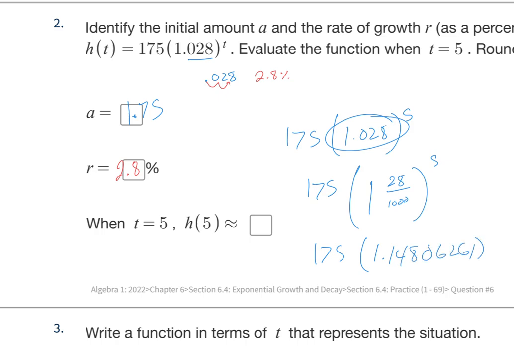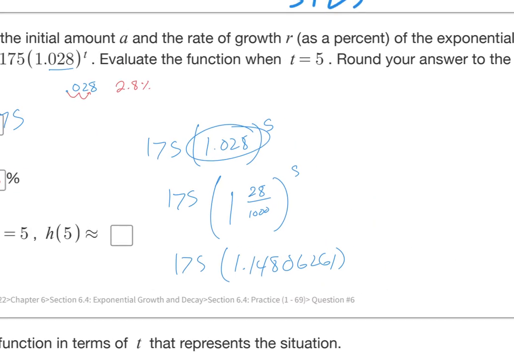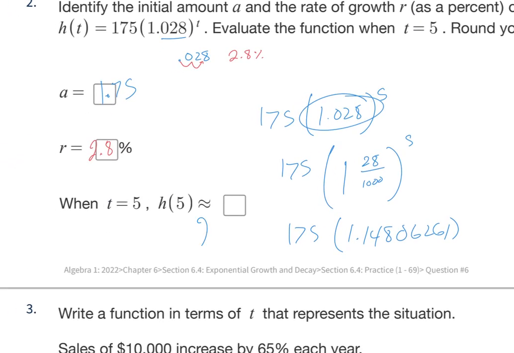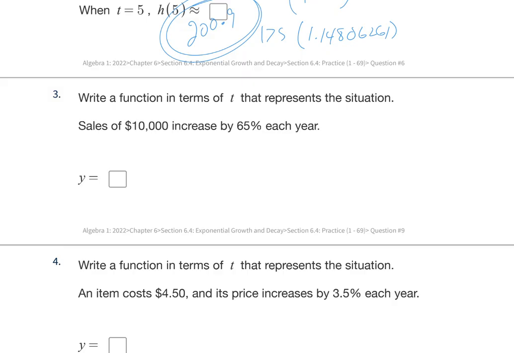And when you multiply that by 175, and you're going to round that to the nearest tenth, you get 200.9. Fun. Okay, write a function in terms of t that represents the situation. Sales of $10,000, so that's our initial amount, are going to increase by 65% each year.